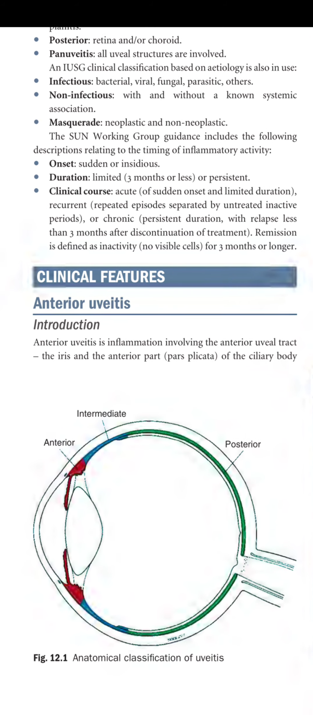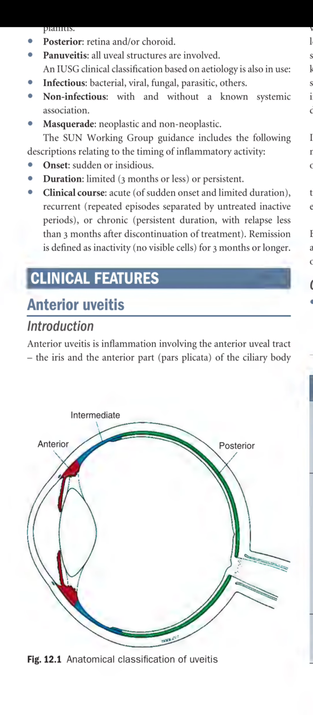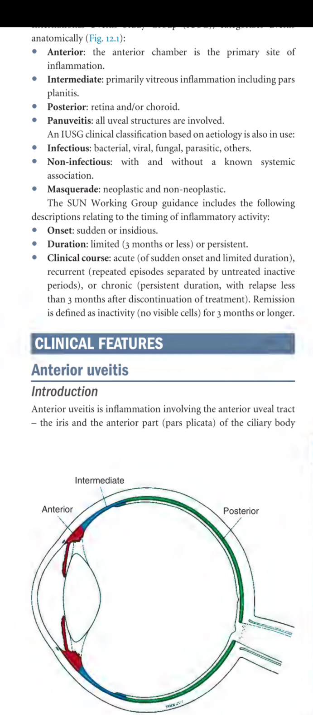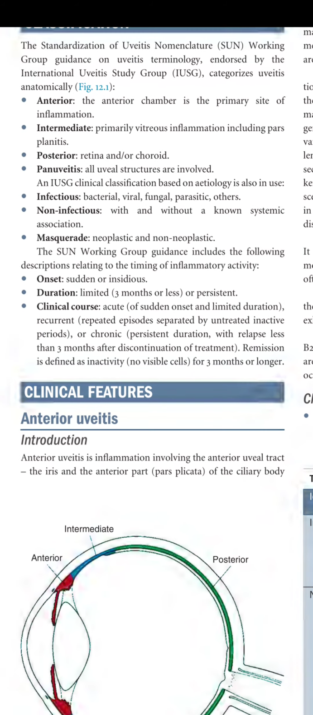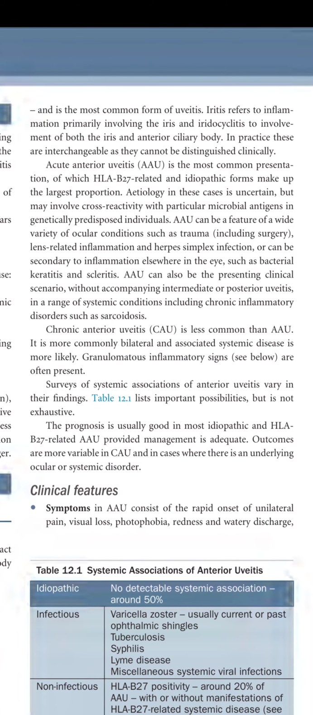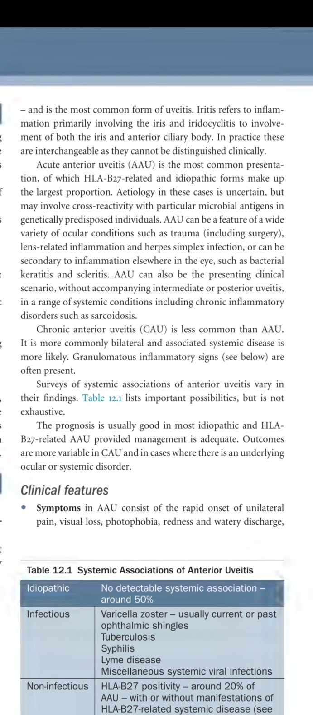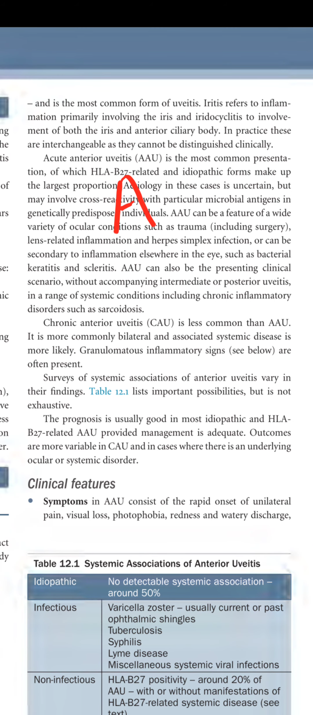Clinical features. Anterior uveitis. So this is an anatomical classification of uveitis. This is anterior, intermediate, and posterior. Anterior uveitis. Introduction. Anterior uveitis is inflammation involving the anterior uveal tract, the iris, and the anterior part of the ciliary body, and is the most common form of uveitis. Iritis refers to inflammation primarily involving the iris, and iridocyclitis to the involvement of both the iris and the anterior ciliary body.